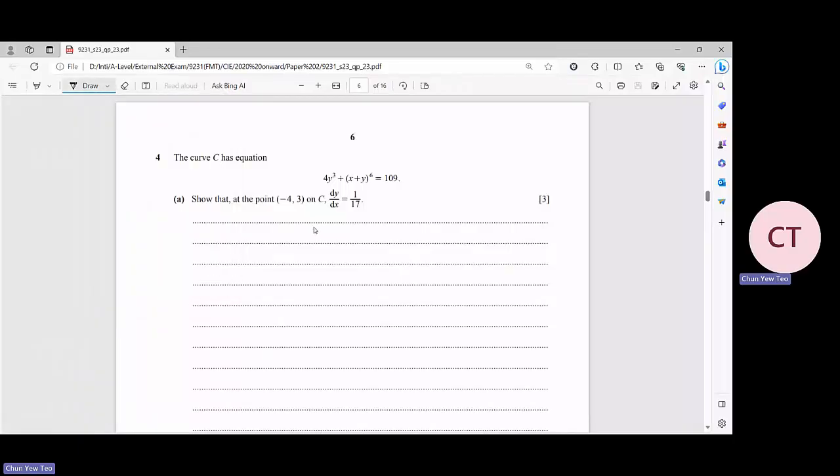Okay, now we take a look at question number 4. The curve C has the equation 4y cubed plus (x plus y) to the power 6 equal to 109. Show that at this point on C, dy/dx is equal to 1 over 17. Okay, so for this question, it is actually just implicit differentiation.